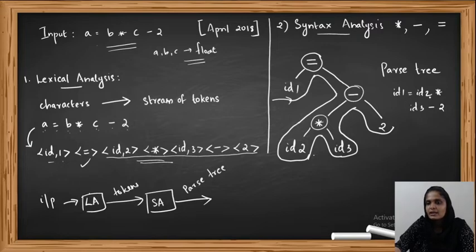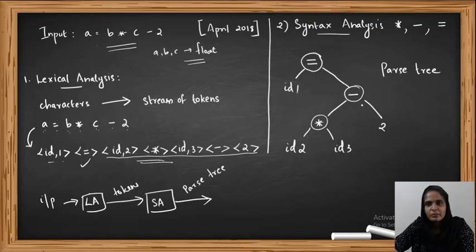So let's check. ID1 is equal to ID2 star ID3 minus 2. ID1 means our A is equal to ID2 is our B star, ID3 is our C minus 2. So this is the input that we first gave to the lexical analyzer, or the first phase of a compiler, right? So we can say that our parse tree is correct.